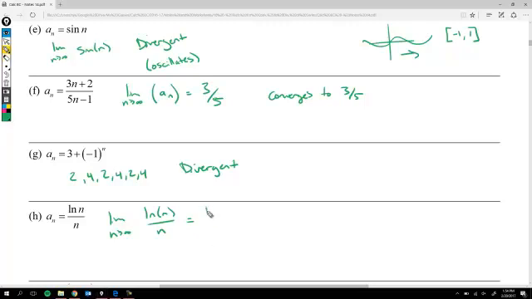So I'm going to take the derivative of my top and bottom. The derivative of natural log of n is 1 over n. The derivative of n is 1. So now if I evaluate the limit of just 1 over n, I get that it approaches 0. And so this is convergent.